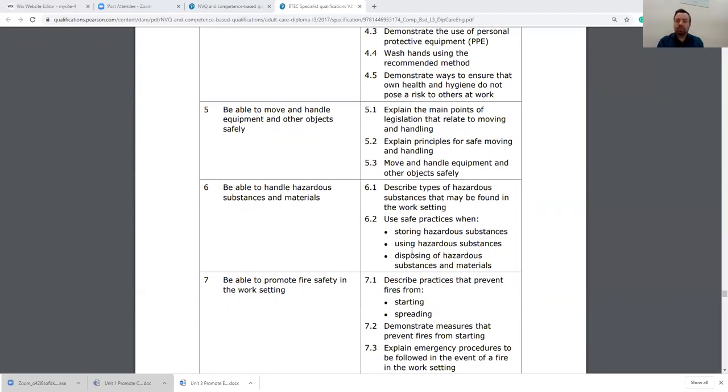So explain the principles for safe moving and handling are relatively straightforward. We need to think about the ergonomics. So how many times we're bending and moving our body. We need to keep our back straight and we need to be bending our knees.